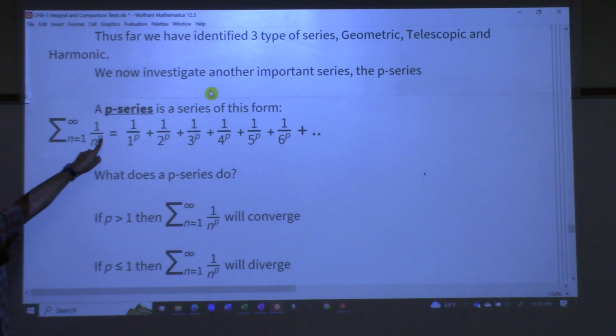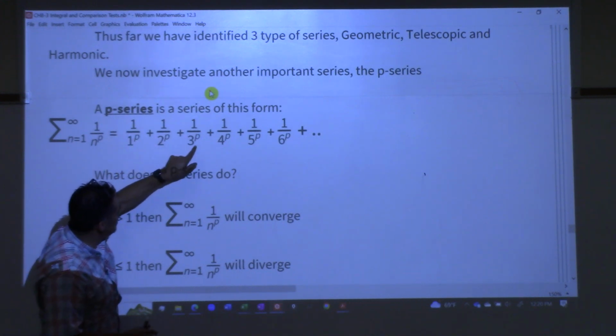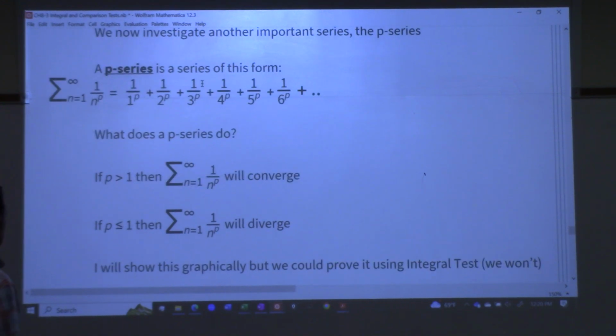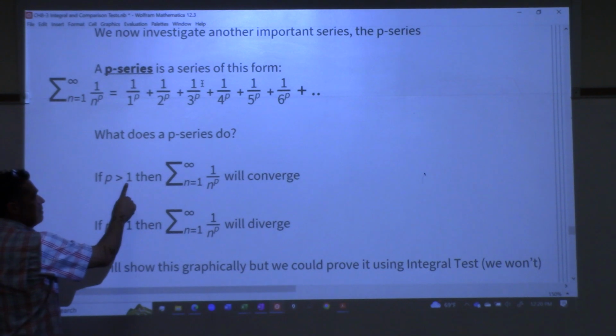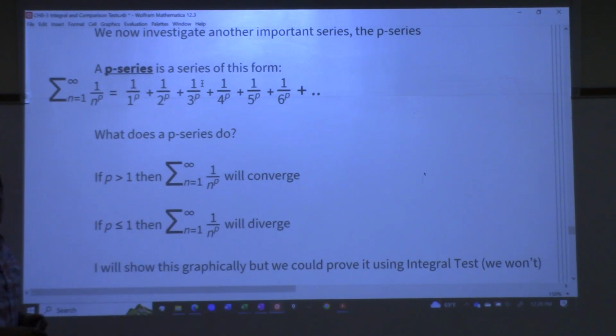The P series stands for the powers, right? It's the powers of n. So it's 1 over 1 to the P, 2 to the P, or 3 to the P, 4 to the P. We have a very simple way of determining whether or not it converges or diverges. If P is bigger than 1, it's going to converge. If P is less than or equal to 1, it's going to diverge.